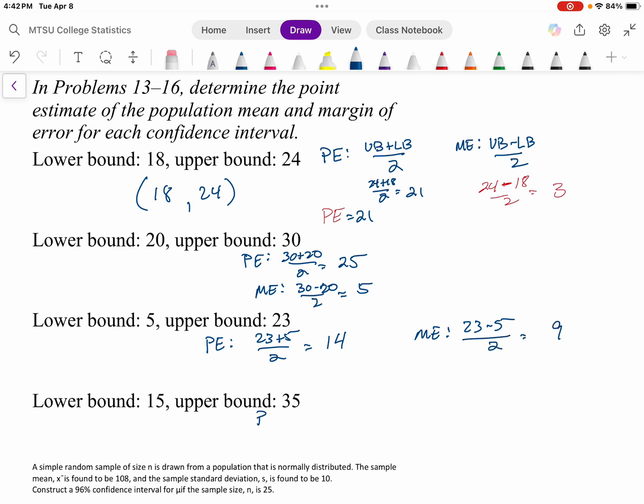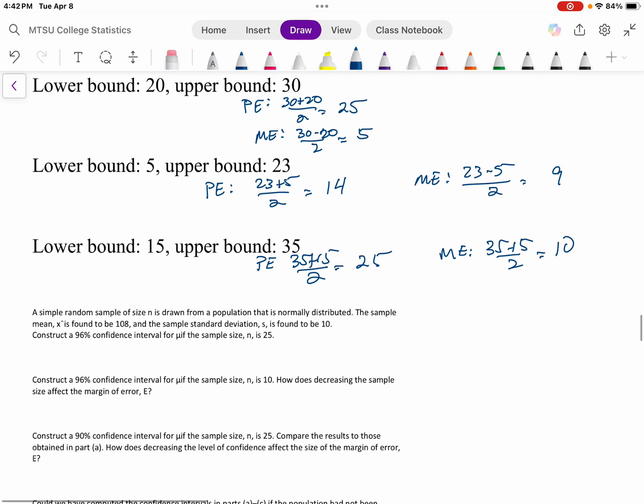And last but not least, point estimate, 35 plus 15 divided by 2, which would be 25, because 50 divided by 2. Margin of error would be 35 minus 15 over 2, which would be 20 divided by 2 is 10. That would be the margin of error.